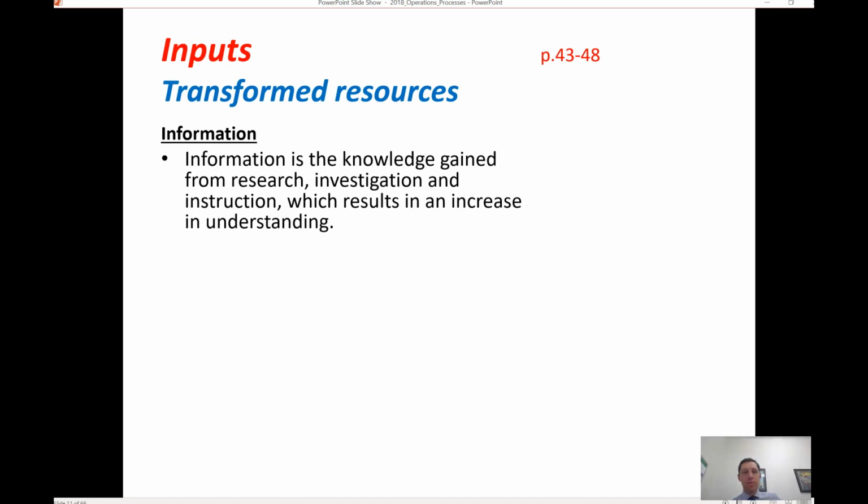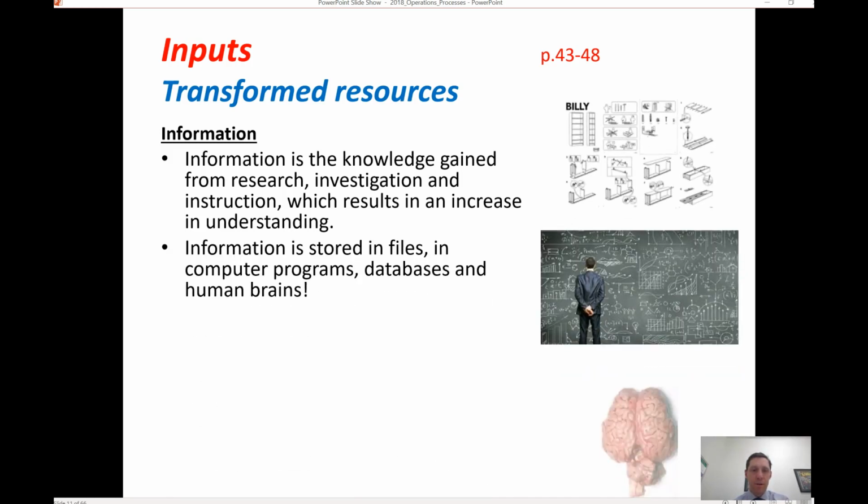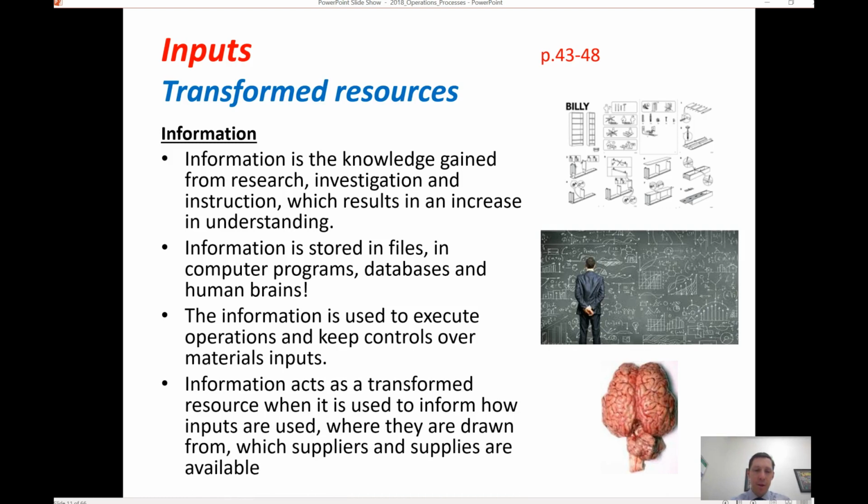Information is another key input and a transformed resource. Information is the knowledge gained from research, investigation, and instruction, which results in an increase in understanding. So taking that information and increasing the level of understanding of someone is just as important a transformed resource. It's stored in files, in computer programs, databases, and it could even be in the human brain. It's used to execute operations and keep control over material inputs. And it acts as a transformed resource when it's used to inform how inputs are used, where they are drawn from, and which suppliers and supplies are available.